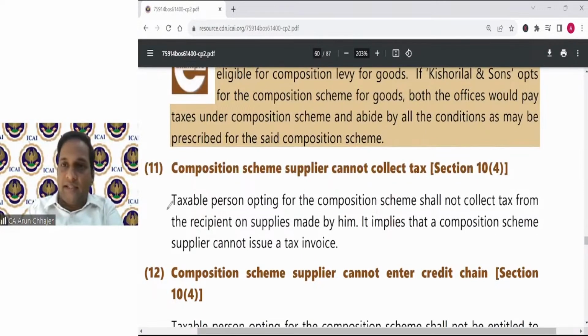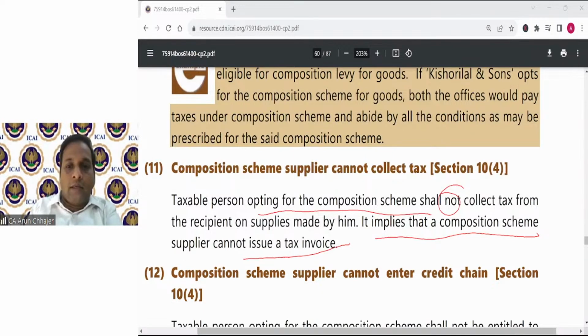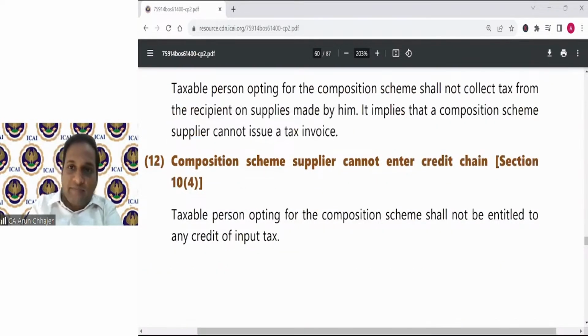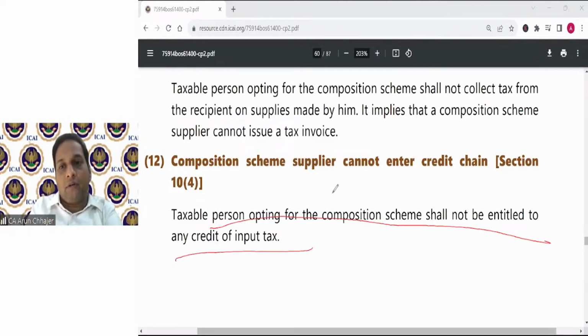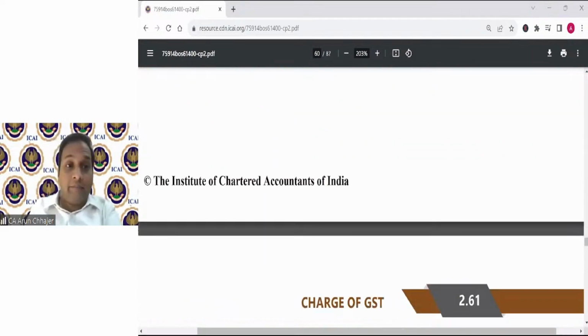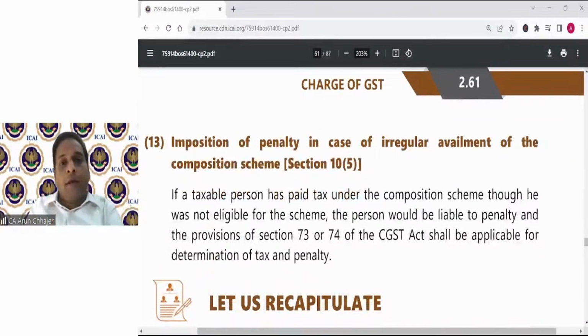Composition cannot collect the tax. So the taxable person opting for composition shall not collect the tax from the recipient. It implies that a composition dealer cannot issue a tax invoice. The taxable person opting for composition shall not be entitled to any credit of the GST paid by him. And there is imposition of penalty in case of irregular availment of the composition scheme.